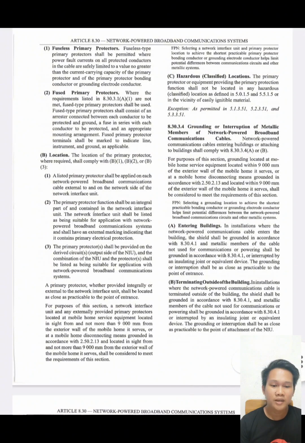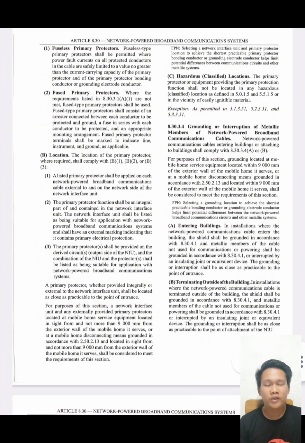So next we have C, hazardous or classified locations. The primary protector or equipment providing the primary protection function shall not be located in any hazardous or classified location as defined in 5.0.1.5 and 5.5.1.5 or in the vicinity of easily ignitable material.